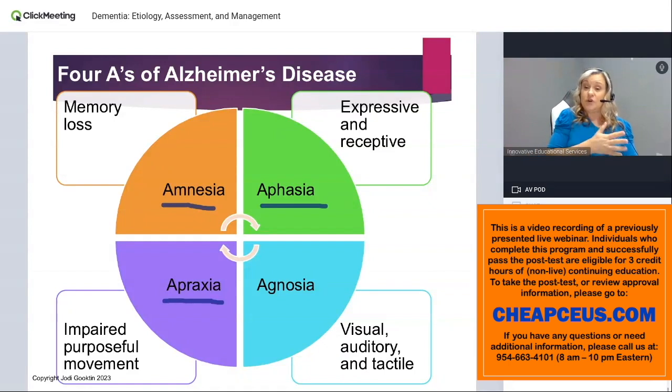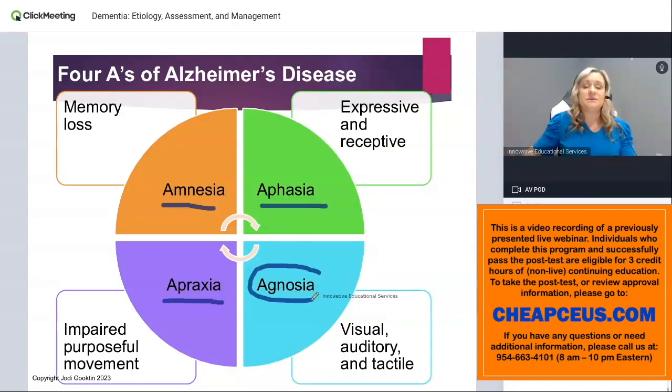So if they're in earlier stages of the disease, they may be able to communicate that to us once we identify it. In later stages of the disease, we're going to have to look for more auditory articulation or nonverbal communication if they're hot or uncomfortable or in pain.